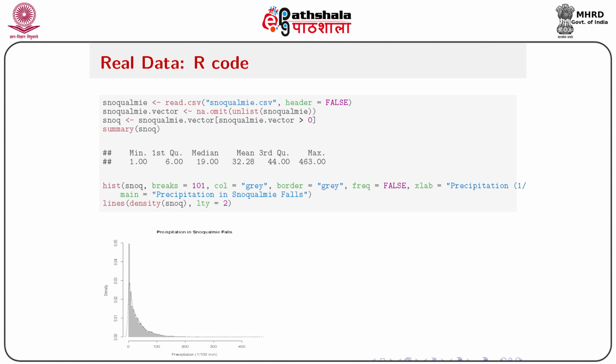Here is the read.csv of snoqualmie.csv data, that can be downloaded from there and saved in your folder, and then read through read.csv. Then na.omit and unlist on Snoqualmie, so that you omit the data wherever missing is there. Then esnoq, another variable that I have created, is wherever the Snoqualmie vector is greater than 0. So wherever it is not 0, esnoq will give you the Snoqualmie vector value, and the summary of that will give you minimum 1, maximum 6, median 19, mean 32.6. It gives a basic idea about the distribution. If you want, you can draw a histogram with a density plot over the histogram, and that will give some idea about the distribution of the data that you have.